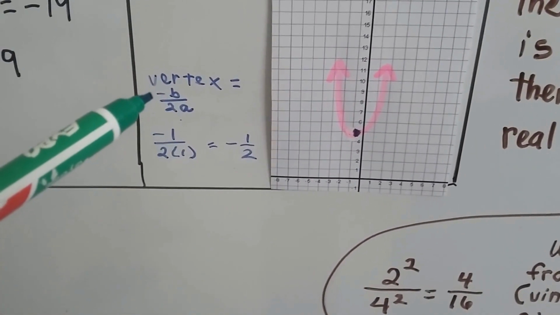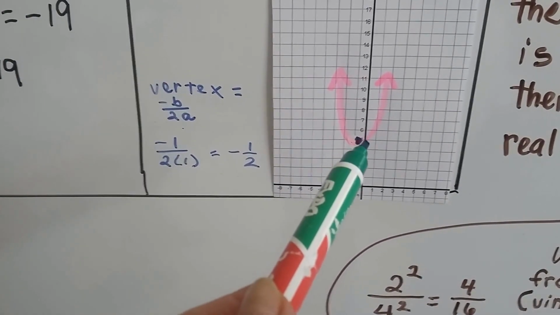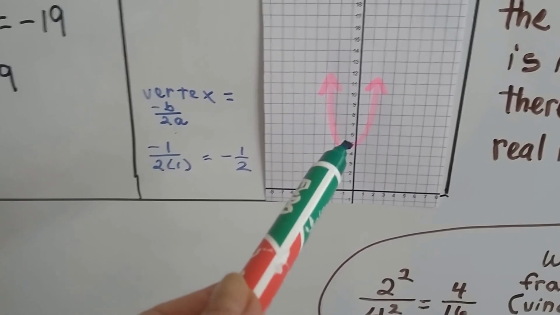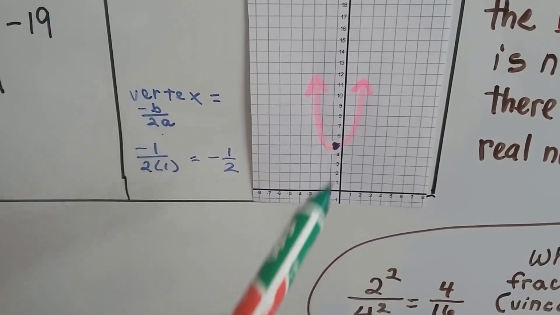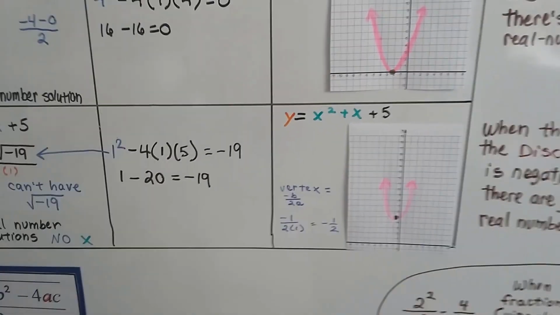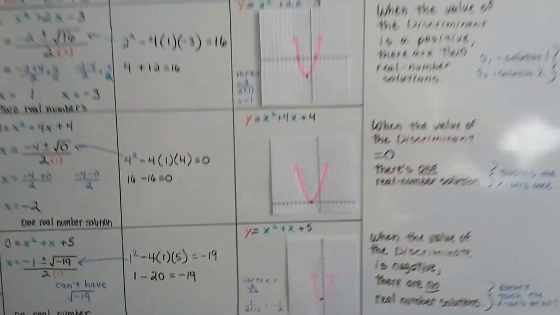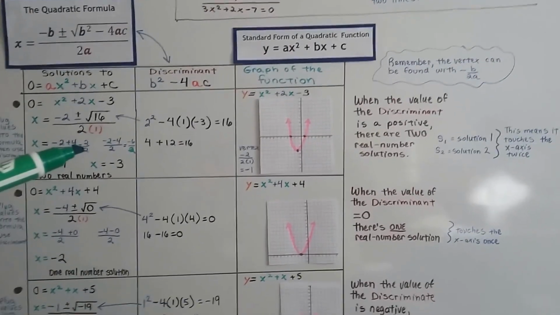Now, we can find out where the vertex is. It's at negative half, so it's in between 0 and negative 1. So we know that's the axis of symmetry, and that's where the vertex is, but it's not touching the x-axis at all because the discriminant came out as a negative. See that? So when it's a positive, like this 16, then there's 2 real number solutions.